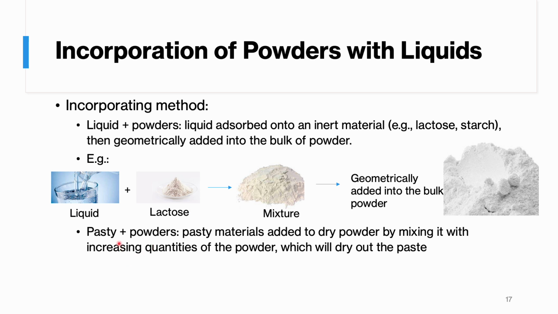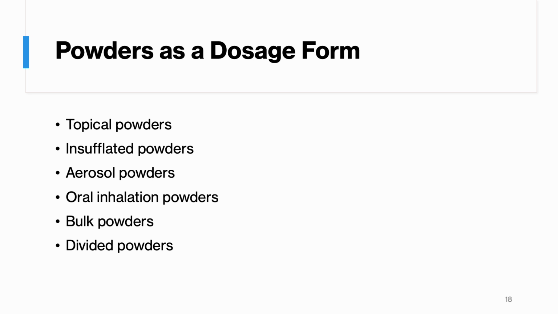If you add pasty material to powders, the pasty material will be added to dry powder first by mixing it with increasing quantity of powder, which dries out the paste. Powders can be ingredients for further formulation of tablets, capsules, suspension, or solution, or powders can be a medicine itself. There are many kinds of medicated powders: topical powders, insufflated powders, aerosol powders, bulk powders, and divided powders.